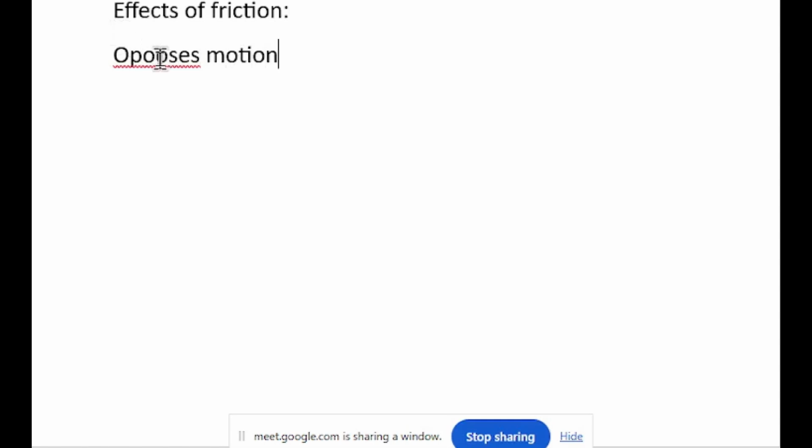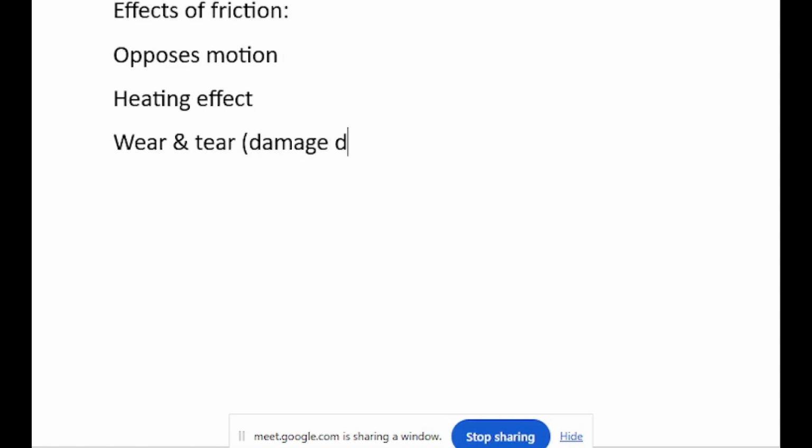Second, heating effect. It causes heat. Anything that you rub will become hot. Any moving part, any fan, any mixer, grinder, it will become hot. And third is wear and tear. Wear and tear means damage due to repeated rubbing. Things that get damaged by repeated rubbing, that is called wear and tear.